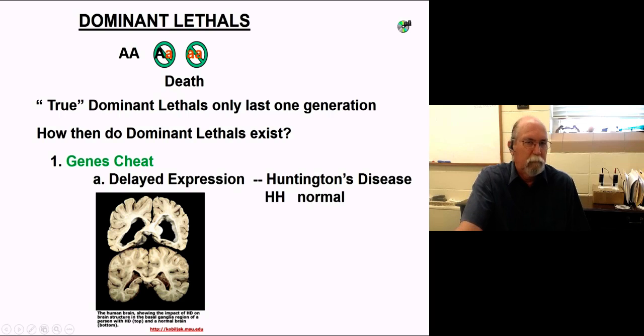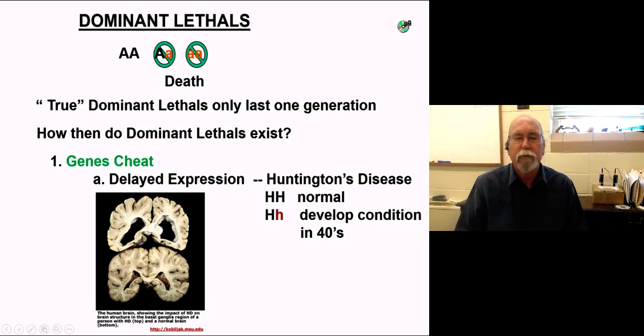It's fairly rare, of course, but most of us are normal, okay? If you get one copy of that allele, we'll call it little h, the allele, you will develop the condition, but you generally won't develop it until you're into your 40s. Now, for most of us, if we're going to reproduce, we've probably reproduced by the time we're 40.